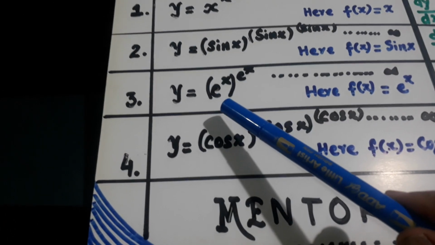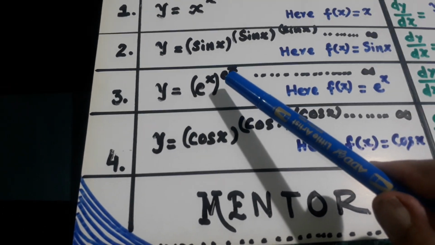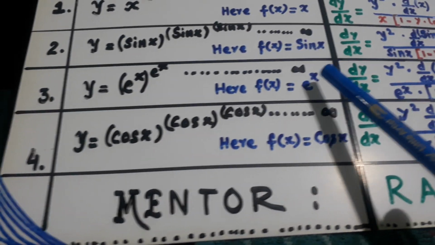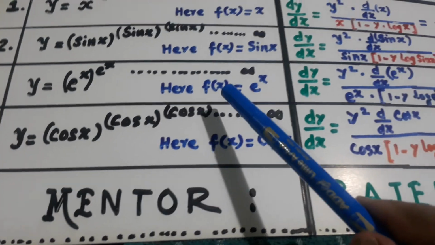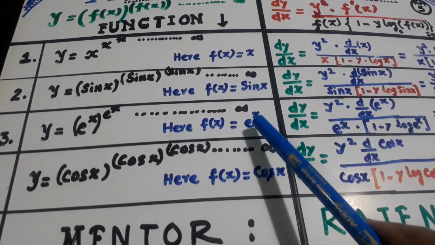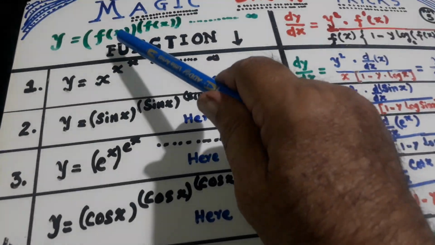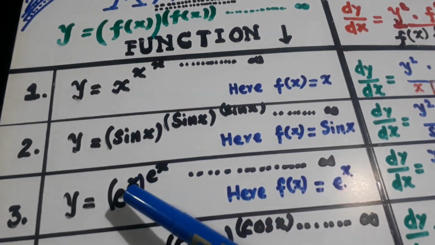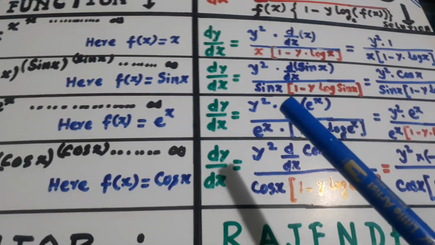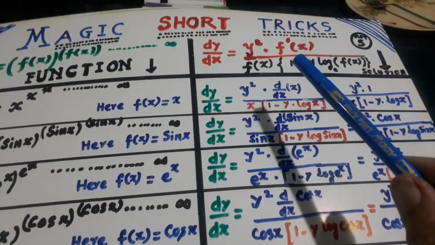y is equal to e raised to power x, raised to power e raised to power x, raised to power e raised to x, so on up to infinity. Here f(x) is e raised to power x. Now, let us go to the trick.